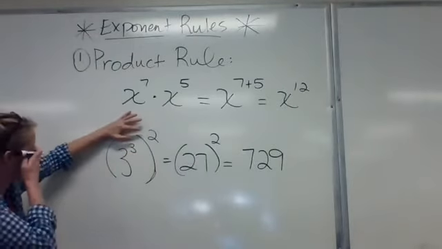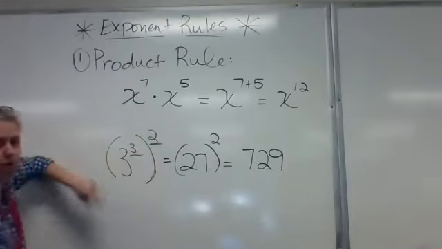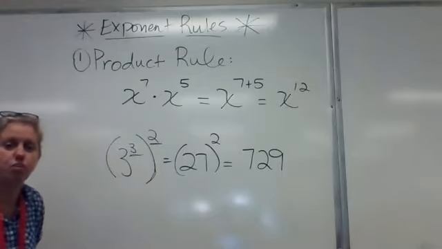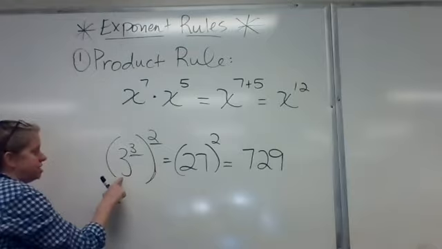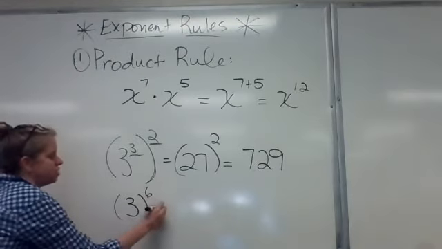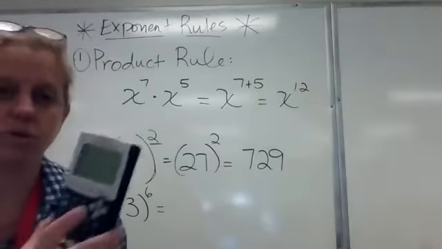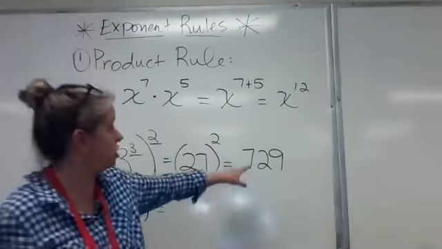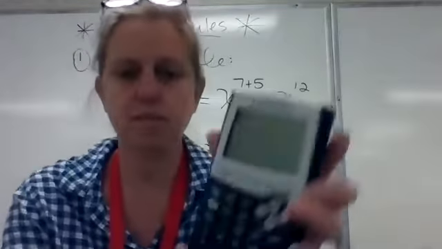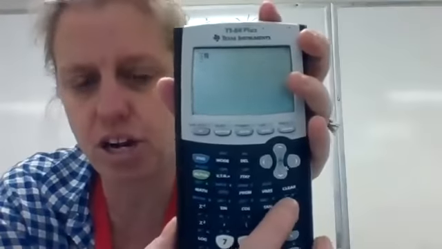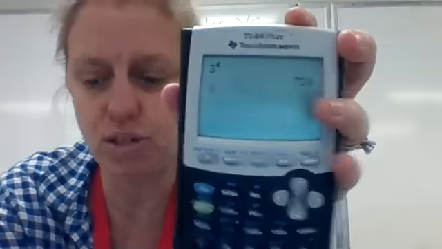Let's just say, so the power rule says if you're raising your base, which is this 3, to 2 separate exponents, you can multiply the exponents together and then just go from there. So that's saying that this should be the same thing as 3 to the 6th power by multiplying those exponents together. So let's type 3 to the 6th in here, and this should be the same exact thing. Okay, so let's clear it out. So 3, go up into your exponent, 6, hit enter, and there's your 729.